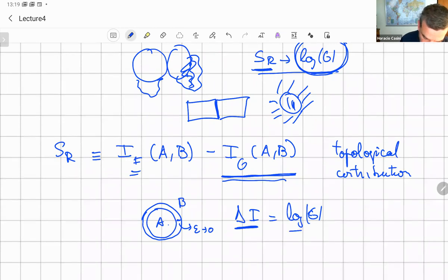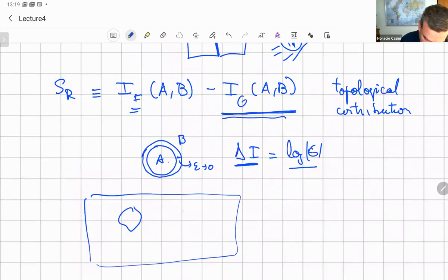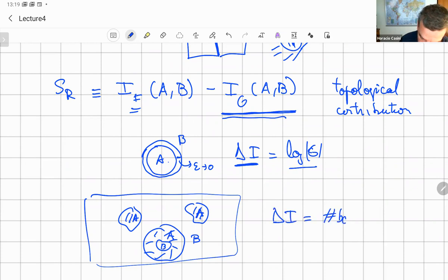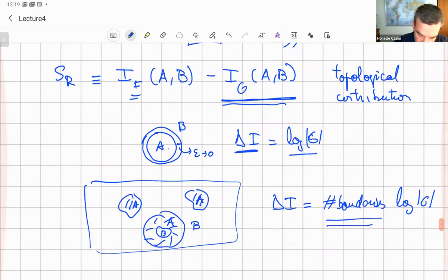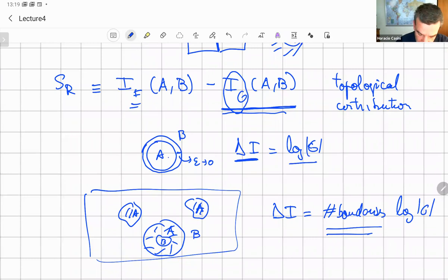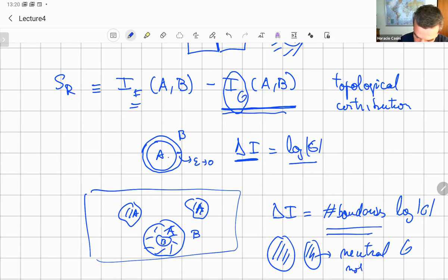And you can see also that if you have more complicated regions, for example, this is A, and B is outside, it will go like the number of boundaries times log G. So it's really a topological number that appears there, which is produced by the constraints that the mutual information in the orbifold has, because in the orbifold, each of the regions has to be neutral, while not neutral in the theory with charges.